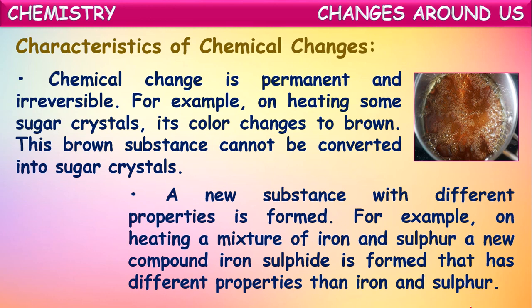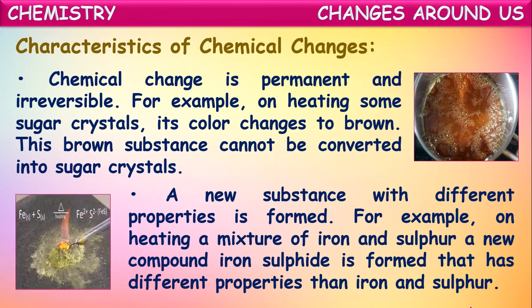For example, on heating a mixture of iron and sulfur, a new compound, iron sulfide, is formed that has different properties than iron and sulfur. So if you take a mixture of iron pieces and sulfur powder and heat it strongly, then immediately it forms iron sulfide, which is a new substance and has completely different properties than iron and sulfur. The reverse of this process is a little difficult. So it is said to be irreversible and a chemical change.